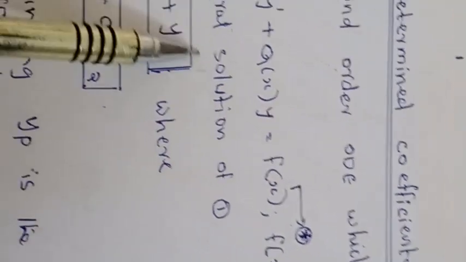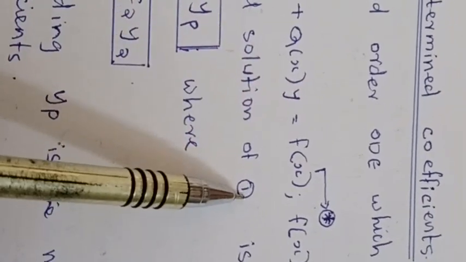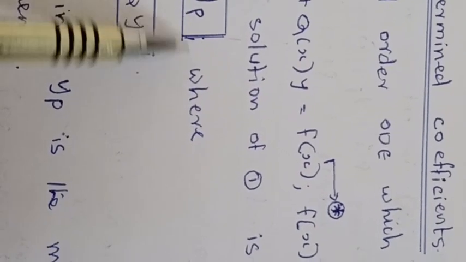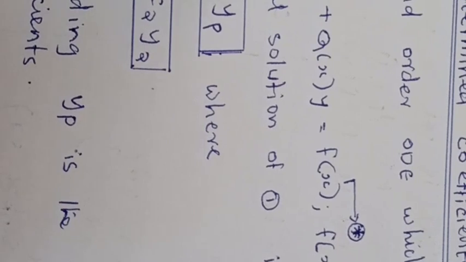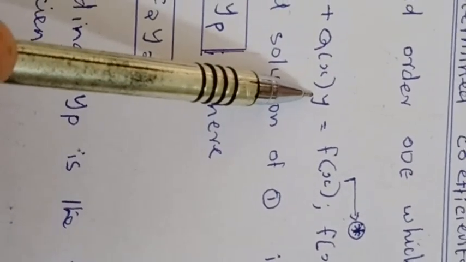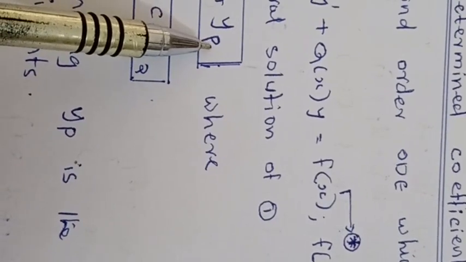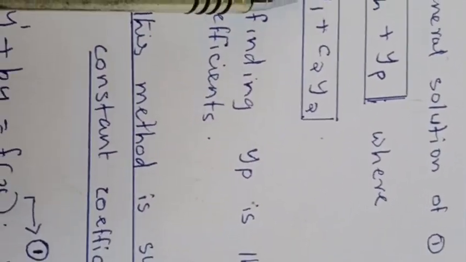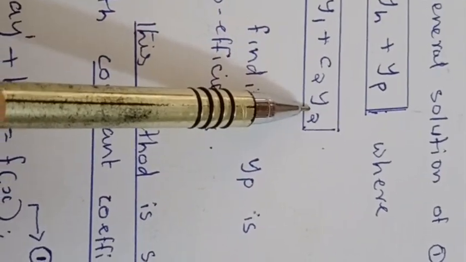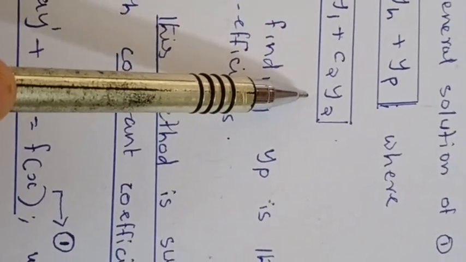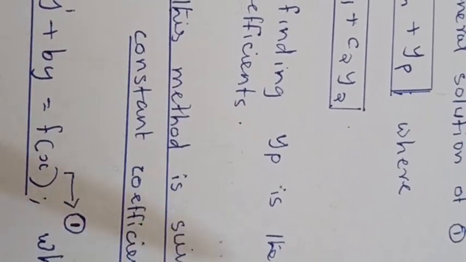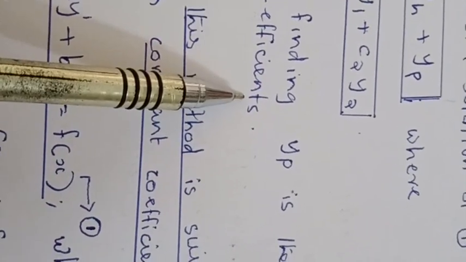We know the general solution of this differential equation is y = yh + yp, where yh is the solution of the homogeneous equation, that means f(x) equal to 0, and yp is the particular integral. So yh can be written in the form c1y1 + c2y2, that I already discussed in the earlier class. One method of finding yp is the method of undetermined coefficients.